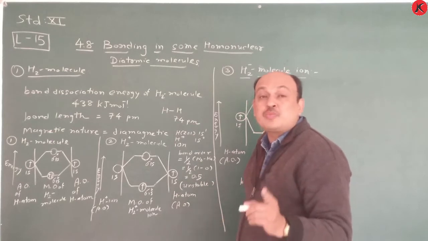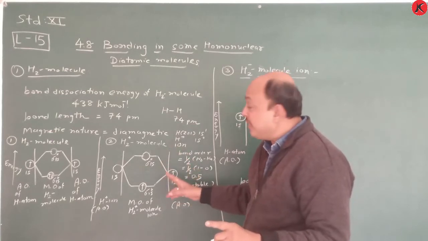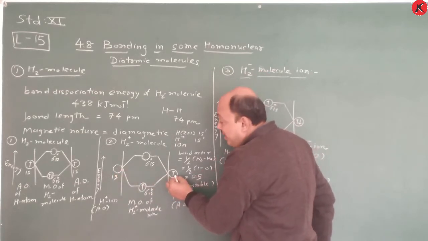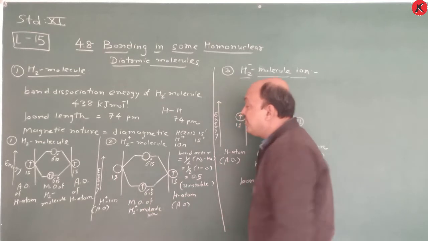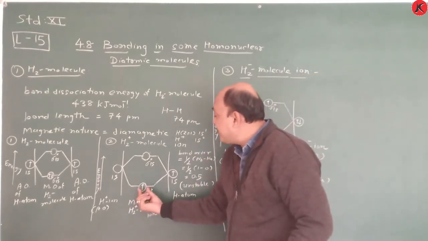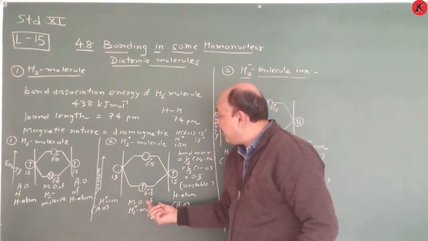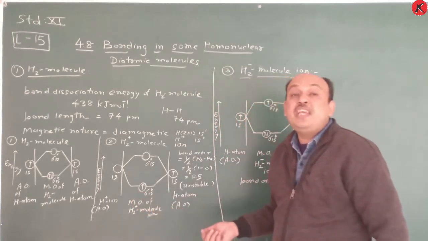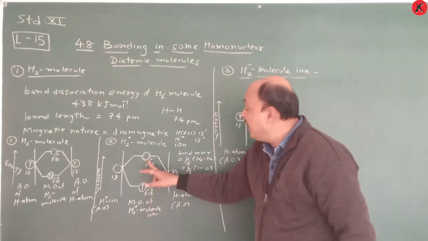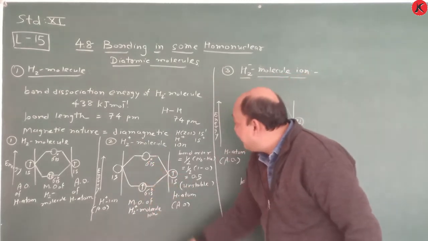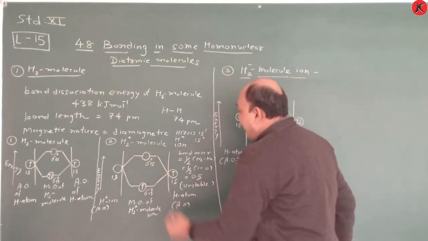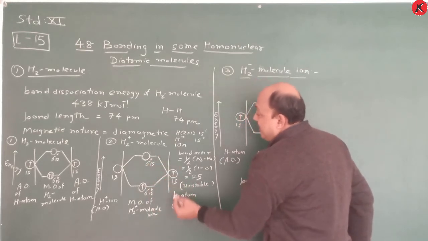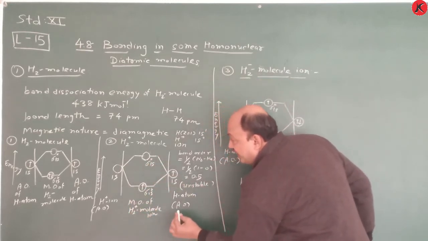And why is the H2 plus molecule ion unstable? That is explained on this basis. Here one orbital has 1 electron, and that's why the overlapping occurs. So in the molecular orbital of the H2 plus molecule ion, only 1 electron is present in the BMO, the bonding molecular orbital. No electron is present in the ABMO. That's why, since 1 electron is there, this H2 plus molecule ion is paramagnetic. Remember, the magnetic nature is paramagnetic.